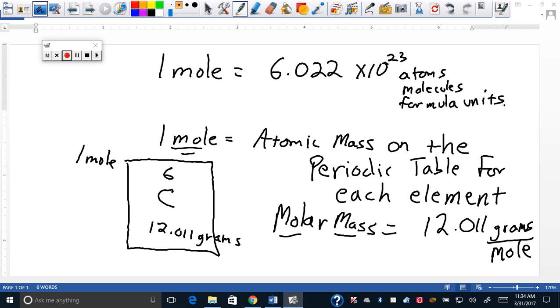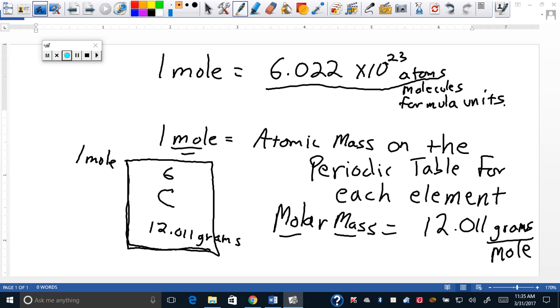Got it? Okay, so the atomic mass on the periodic table for each element is equal to 1 mole. Why is that? Because that's 6.02 times 10 to the 23 atoms. So every box in the periodic table represents that many molecules, that many atoms. And that many atoms of each element is what the mass is in the periodic table. This many carbon atoms has a mass of 12.011.